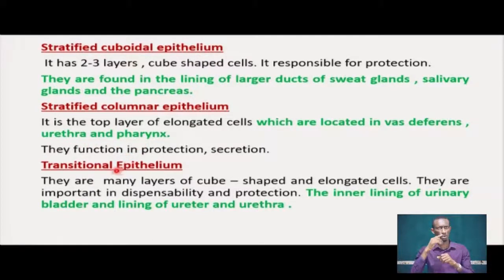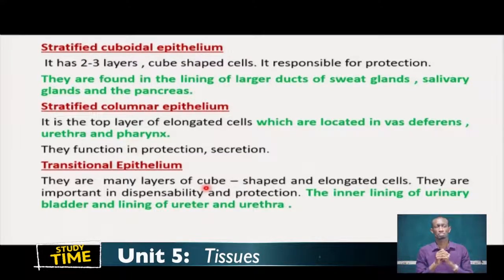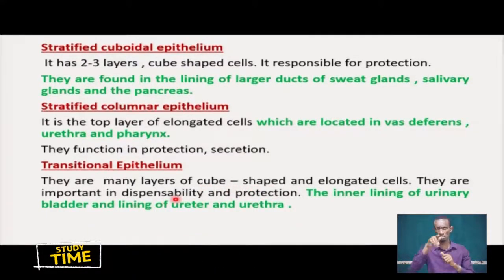Then we have, lastly, transitional epithelium. There are many layers of cube-shaped elongated cells. Like you have seen, those cells were cube-shaped and they are elongated. These are important in distensibility and protection.